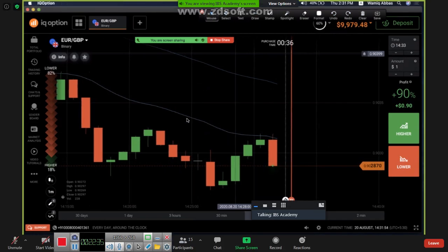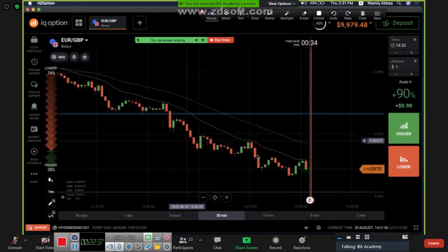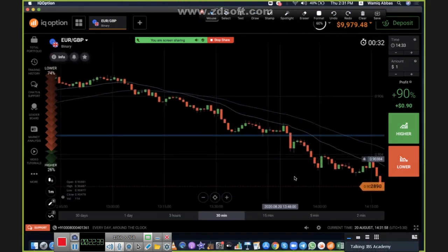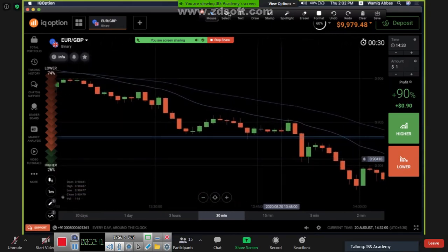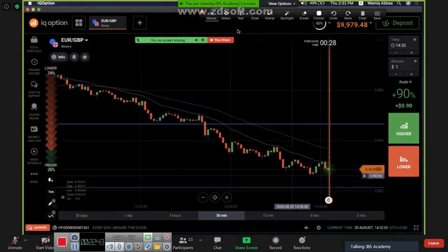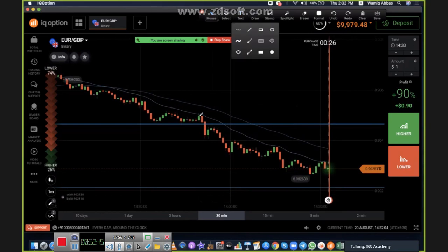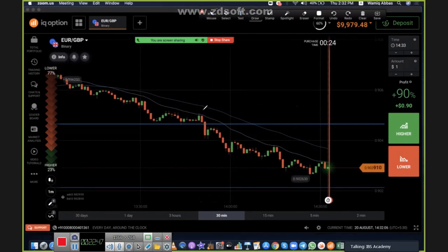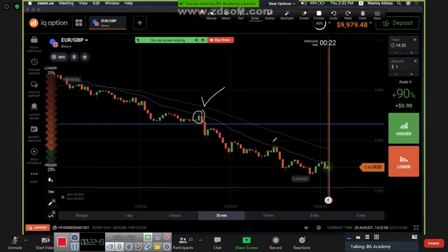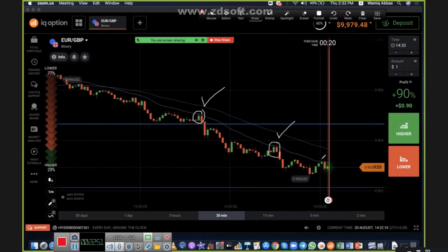But if you depend only on moving average, you will not get good results. Because this is a very good market, you can see that it is working most of the times. Here this touch happened, it was an ITM. This was again a touch, and this is again an ITM. So it is working very well in a good market. In a good chart, it will give you very good results.